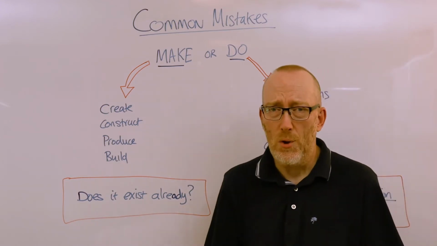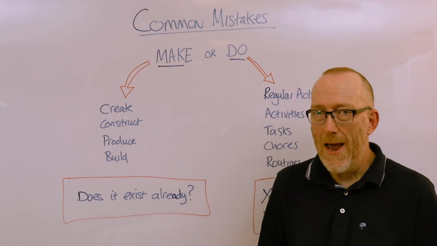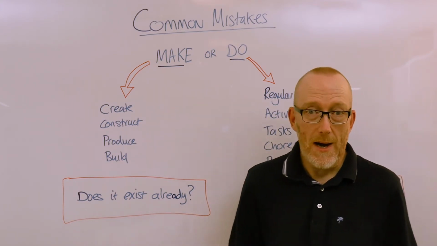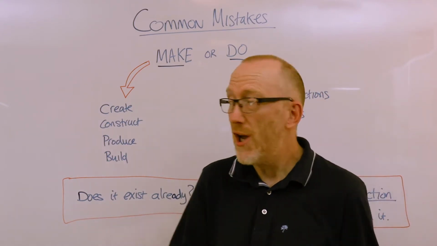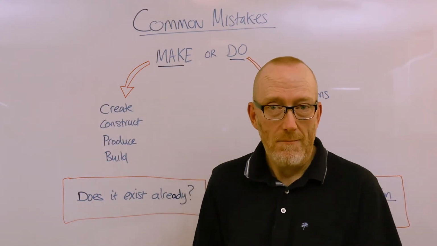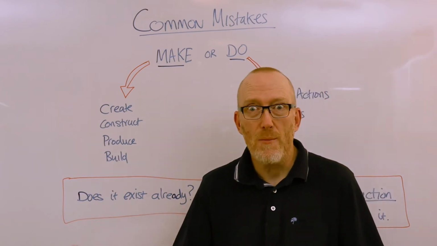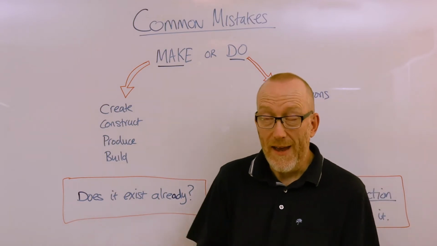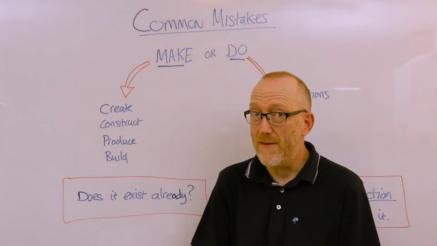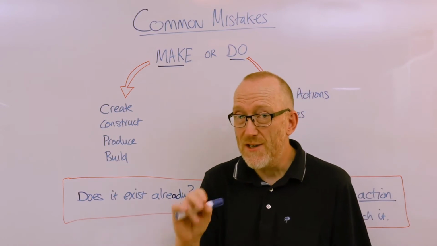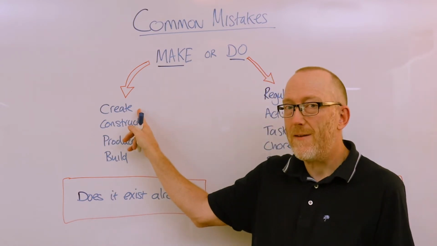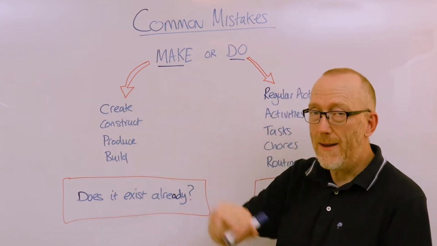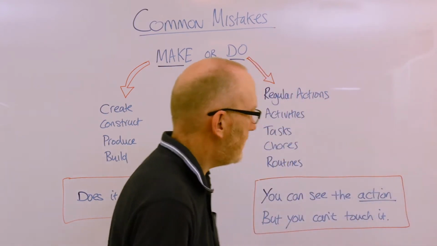Now, for example, right now I am making a presentation. I can make a speech. I can make dinner. I can make lunch. I can make a cup of coffee. Now, before I perform the action, the thing that I'm describing does not exist. So if it doesn't exist, I have to create it, so bring it into being, and we use make to do that.